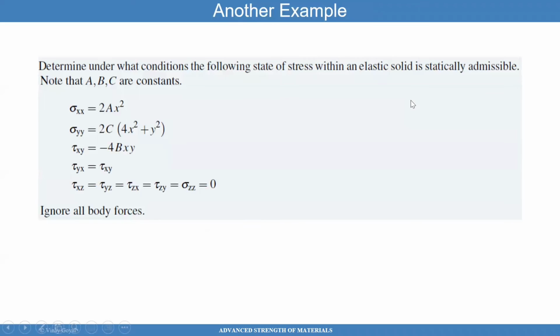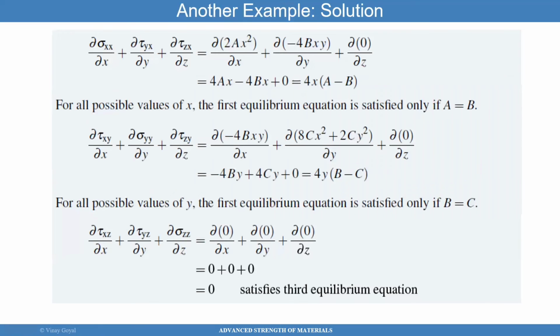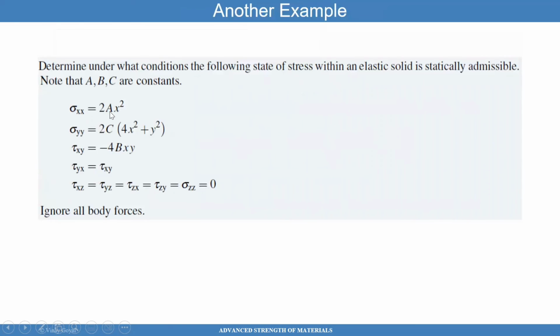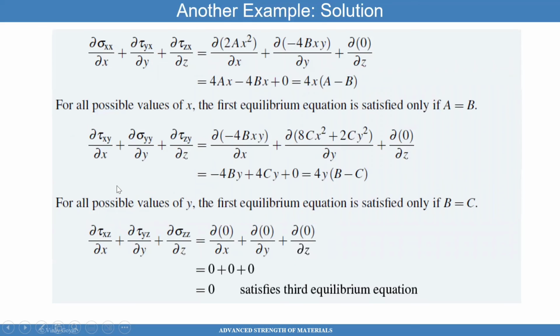This example comes from my own book. I provide the following problem statement. I'm asking you to find what A, B, and C are for this system so that the body is in equilibrium. Notice that I'm telling you to ignore all body forces and there are no accelerations. So I'll go ahead and plug each of these into the equilibrium equations. There are three of them, 1, 2, and 3. There are no body forces, so that's zero, and no acceleration.